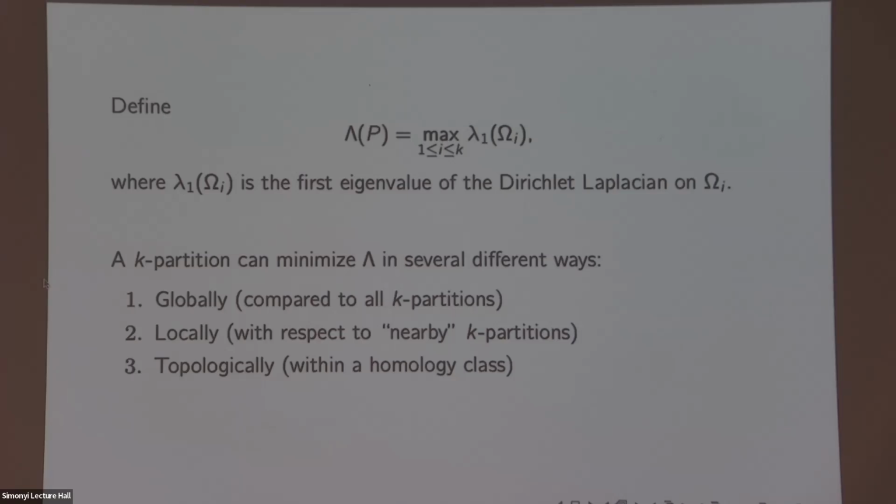First, we can talk about global minimizers, which is just the usual sense of minimizing. I can talk about local minimizers, so getting more into calculus of variations and Morse theory. And then there's also this notion of topological minimizers, which I'll define later on in my talk. The main thing that I want to communicate is what these three different notions of minimization for spectral partitions are, so global, local, and topological, and how these things are related, or how they are different.